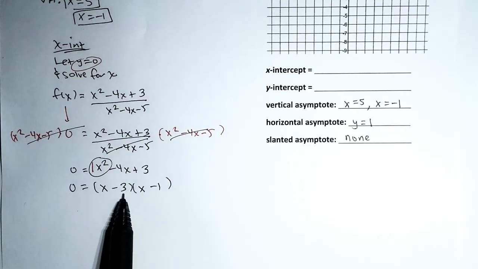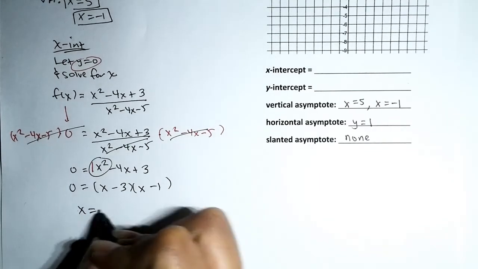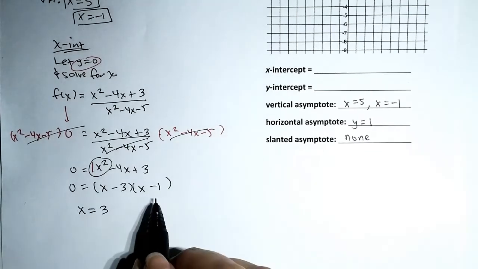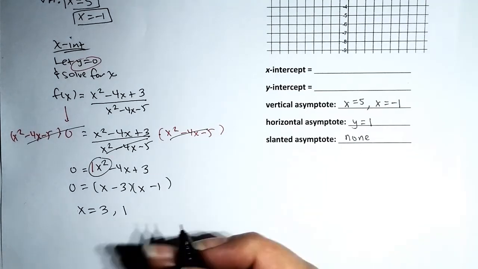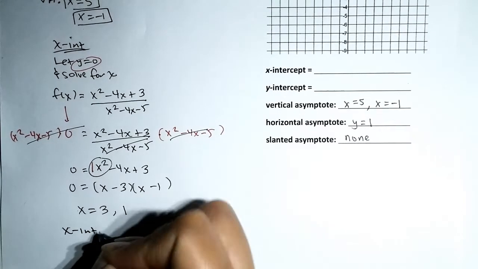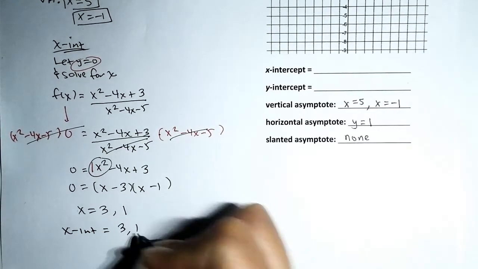If the first factor equals 0, that's going to lead to a 0 of 3. If the second factor equals 0, that's going to lead to a 0 of 1. Okay, so x equals 3 comma 1 doesn't really mean that the x-intercept is at (3, 1). So I'm just going to write x-intercepts equal 3 and 1.